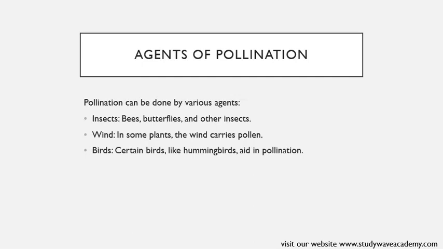So pollination can be done by various agents, various helpers. Okay? Insects, bees, butterflies, and other insects. They visit flowers to collect nectar and unintentionally carry pollen from one flower to another.